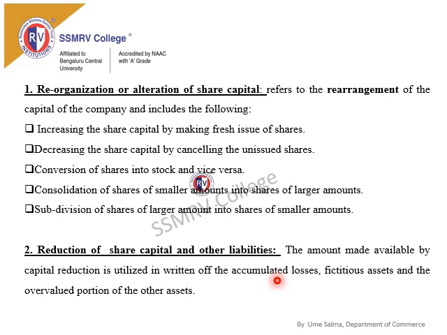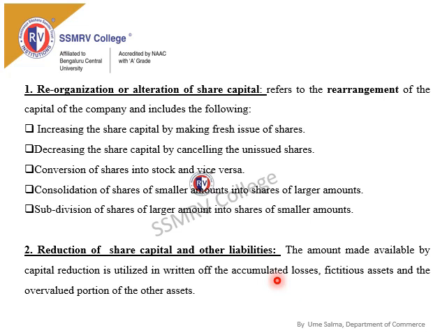Accumulated losses, fictitious assets and overvalued portions of other assets can be written off, and what is left over will be utilized only at the time of any emergencies or future contingencies. So this is what it tells us. Let us look at the accumulated losses which can be written off by utilizing the capital reduction.